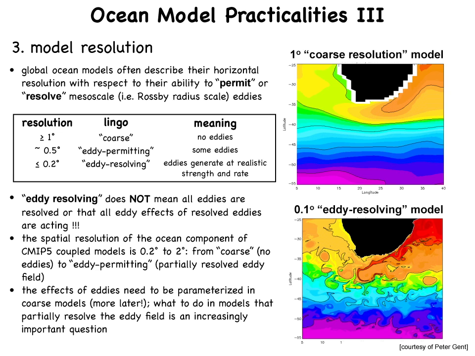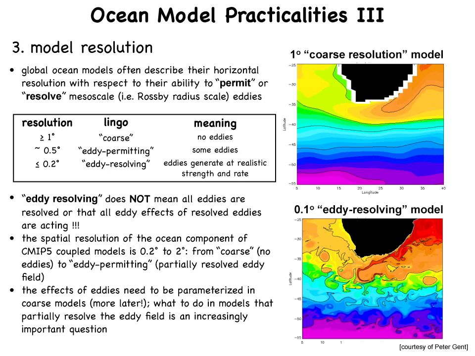All right. So these global ocean models that come packaged in your climate model often describe their horizontal resolution with respect to their ability to permit or resolve mesoscale eddies. And by mesoscale, we mean the Rossby radius of deformation, the scale at which rotation and acceleration have the same order of magnitude. So there's lots of words out there. People talk about their crappy coarse resolution model or their snazzy eddy resolving model. And there's no specific definition about what these words mean, I don't think.